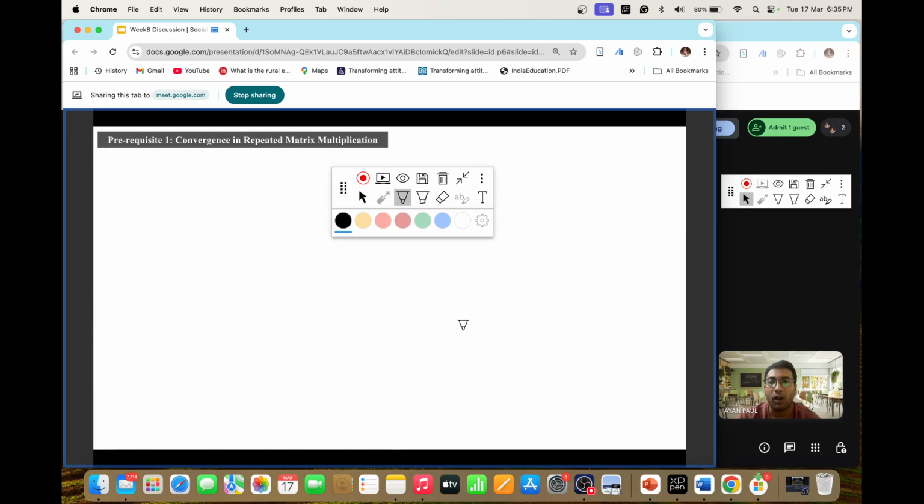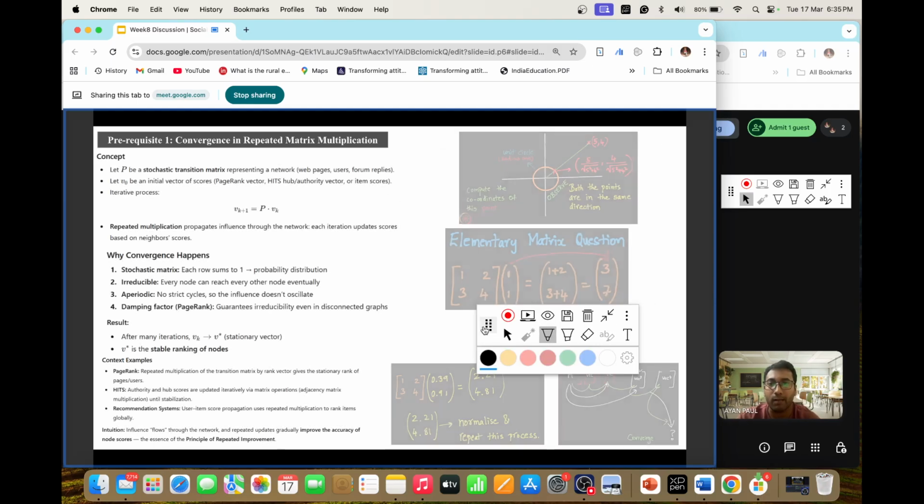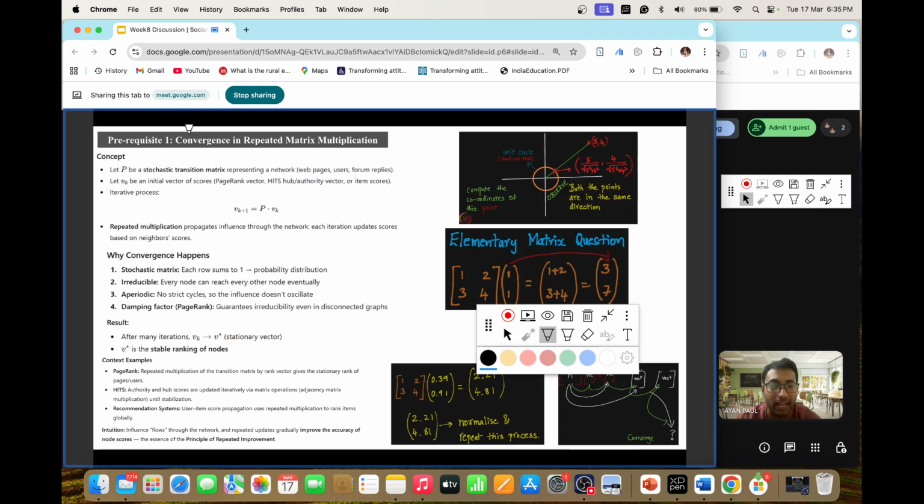Now to understand in detail why PageRank stabilizes, you have to take the help of two prerequisites. One is convergence in repeated matrix multiplication, and second is vector addition. So first is convergence in repeated matrix multiplication. The concept here: let P be a stochastic transition matrix representing a network where page users form links. Let V naught be the initial vector of scores, a PageRank vector, HITS hub authority vector or item score.